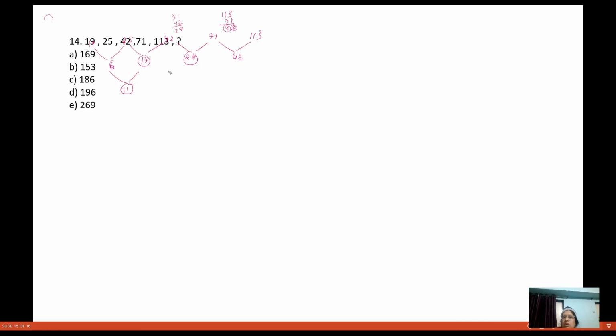Now what is this difference? Obviously 11. So what is this difference coming to be? 11. What is this difference coming to be? 12. What is this difference coming to be? 13. And what is this difference coming to be? Obviously 14. Now you have established it enough. So this becomes 56. Just add 56. You get 169. So 169 becomes your answer.